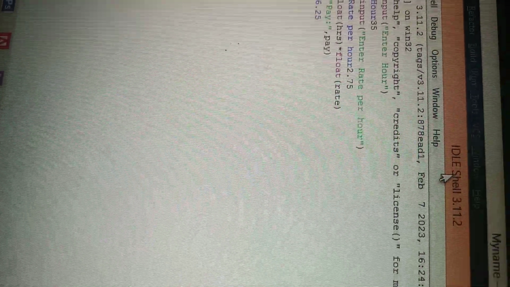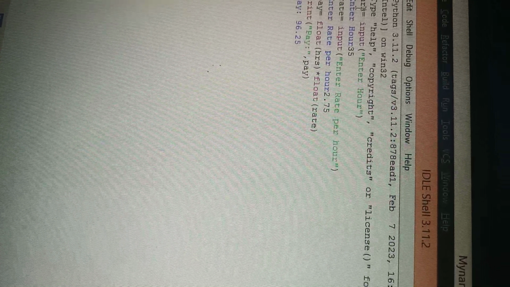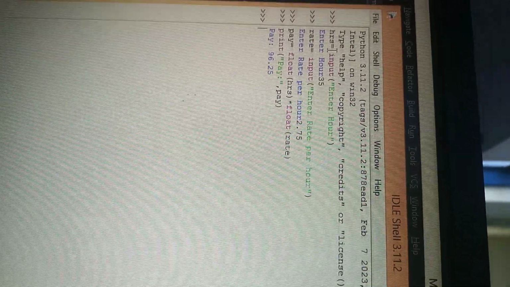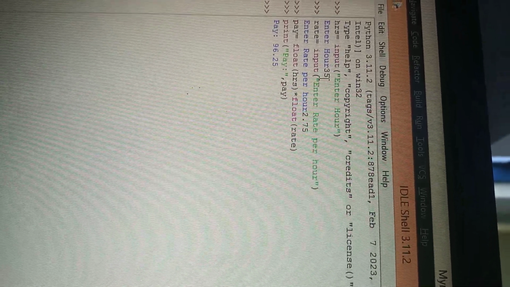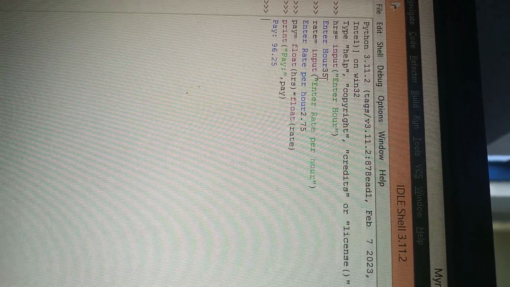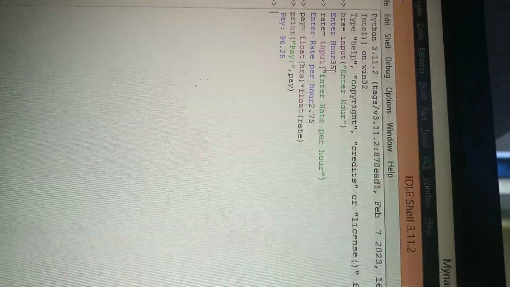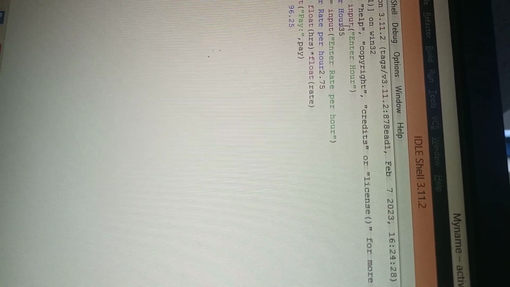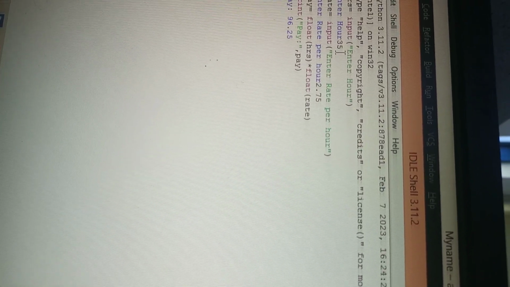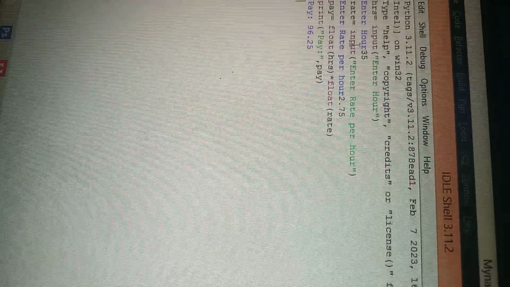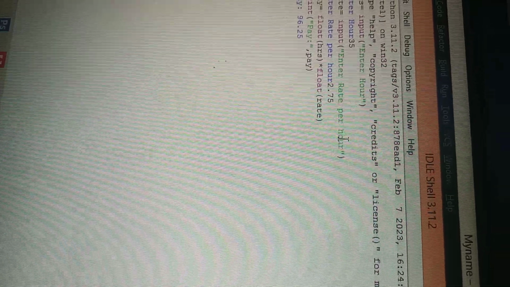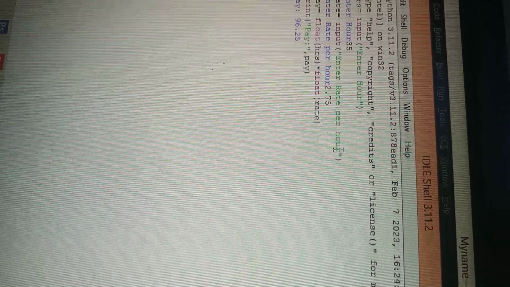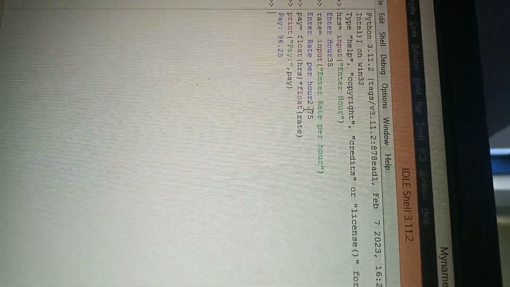And here I opened my IDLE. Then I started by saying hours equals input, to prompt the user from the keyboard to enter the hours, which are here in the brackets. When I pressed enter, it prompted me to enter 35 hours, which were given on the paper, and then the rate, whereby I was also supposed to capture it from the keyboard.